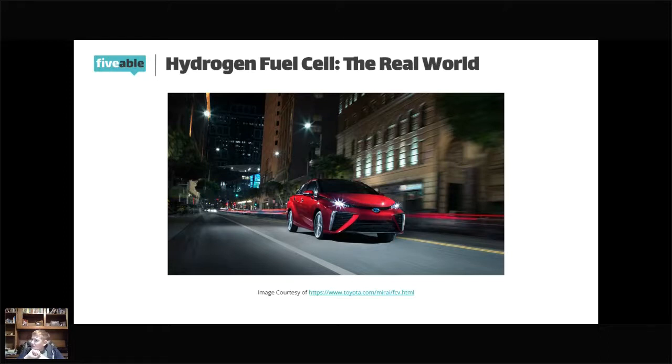How do we get electricity and energy in the US? Natural gas, coal. We're using fossil fuels to make the energy for your electric car.